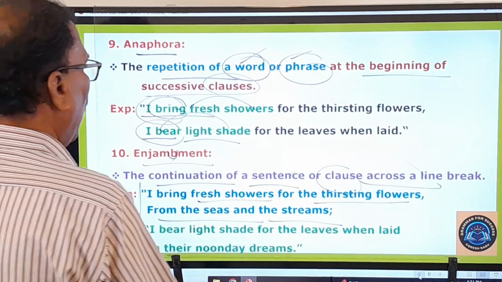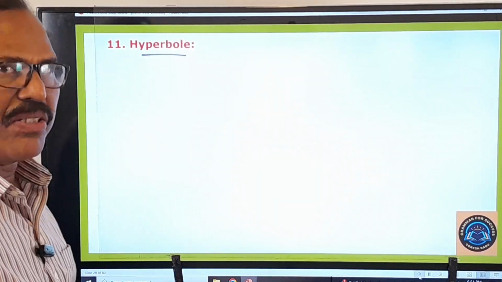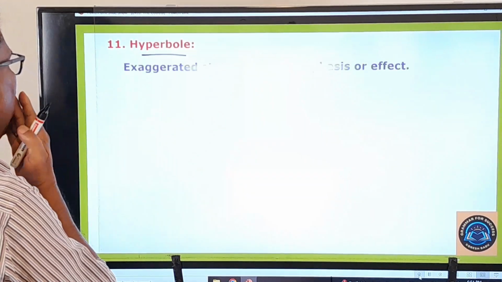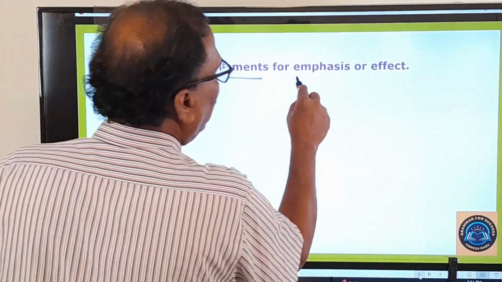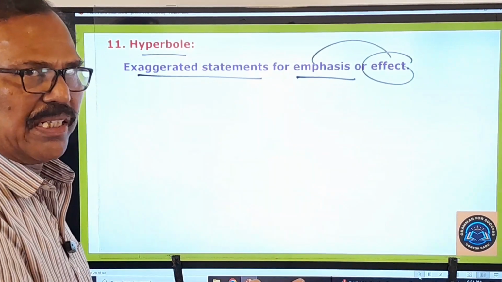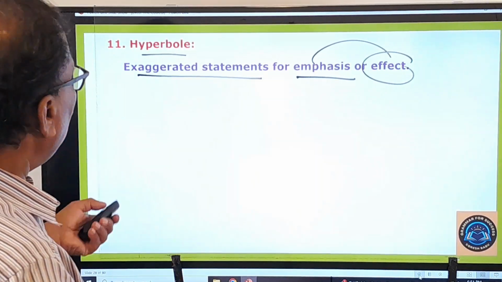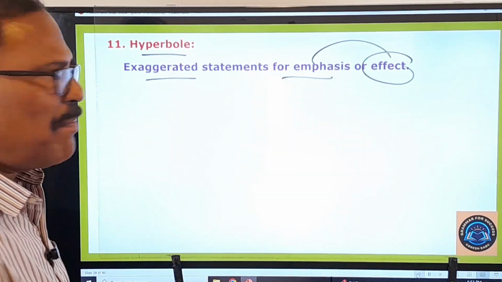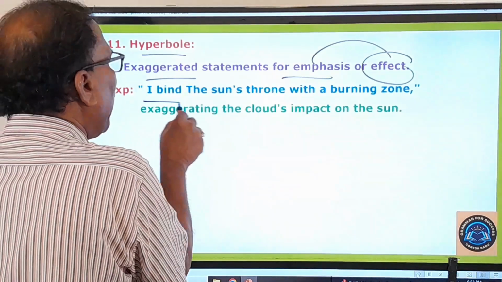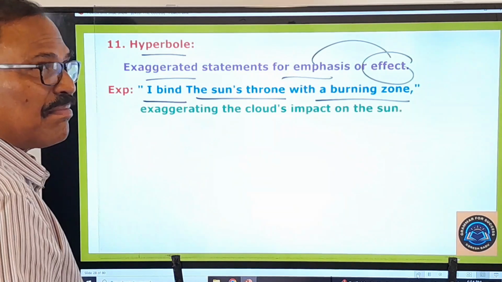You move on to the other literary devices. Hyperbole is there. Hyperbole means exaggeration, and exaggerated statements for emphasis and effect. Generally some statements are exaggerated, only for emphasis or effect's sake. That is called a hyperbole. One example I would like to give you for this: "I bind the sun's throne with a burning zone." See, this is an exaggeration.